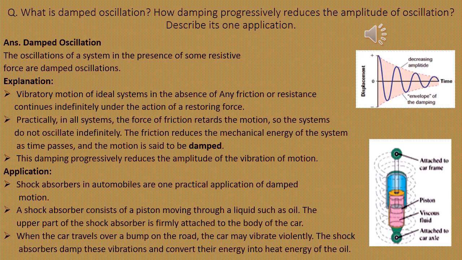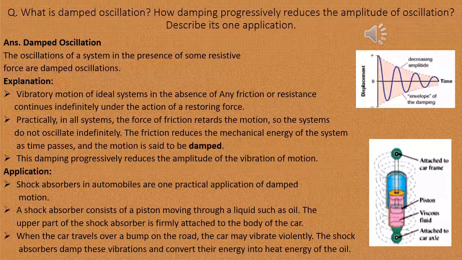As time passes, the motion is said to be damped. This damping progressively reduces the amplitude of the vibration of motion. Application. Shock absorbers in automobiles are one practical application of damped motion. A shock absorber consists of a piston moving through a liquid such as oil. The upper part of the shock absorber is firmly attached to the body of the car. When the car travels over a bump on the road, the car may vibrate violently. The shock absorbers damp these vibrations and convert their energy into heat energy of the oil.